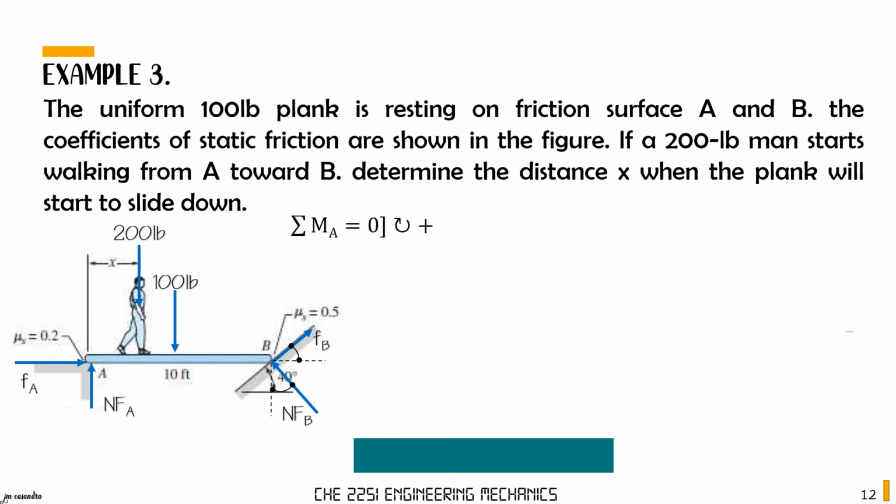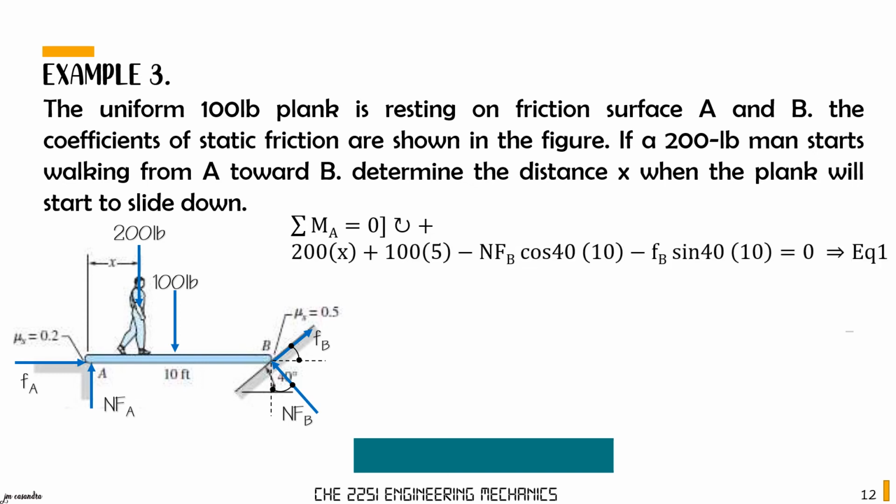So for our solution, we start off with summation of moments about A equal to 0, clockwise positive, since we are solving for x measured from A. So we'll have 200 times x plus 100 times 5 minus NB, or the vertical component of NB, which is cosine 40, so times 10, minus the vertical component of FB, which is sine 40, so times 10. This will be our equation 1.